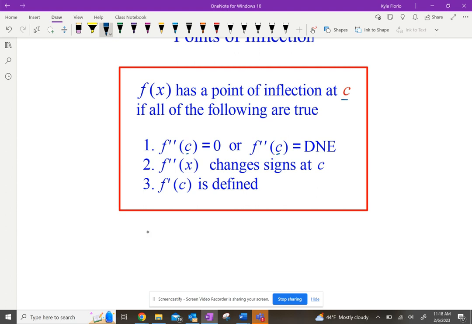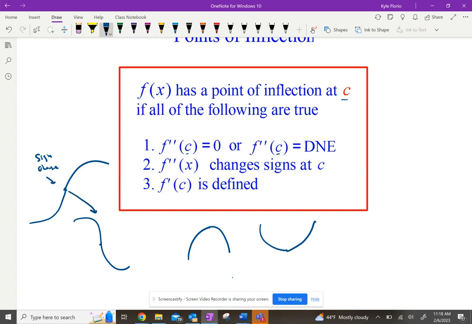But again, when we have that sign change, that's when we switch from concave up to concave down. So if I switch from concave up to concave down, boom, I have an inflection point. If I switch from concave down to concave up, boom, I have an inflection point. If I'm concave down and then I'm still concave down, no sign change. I'm concave up, and I'm still concave up, no sign change. So when we have a sign change, this is what a point of inflection looks like. If there's no sign change, then this is probably what's happening.